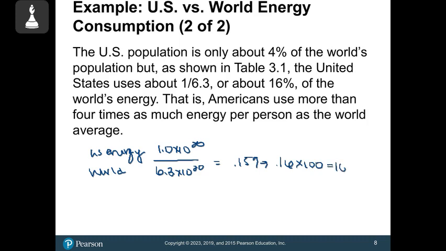So that's where the rest of this comes from. The United States uses about 16% of the world's energy. And if you compare that to their population, that is 4 times as much as their population.